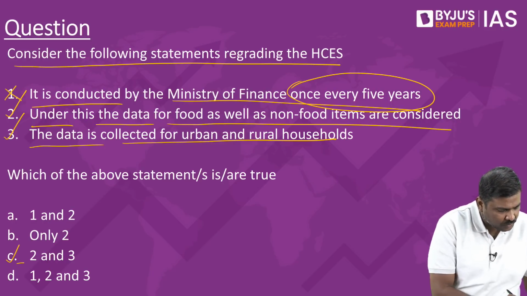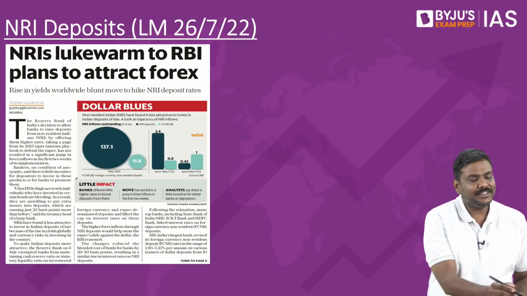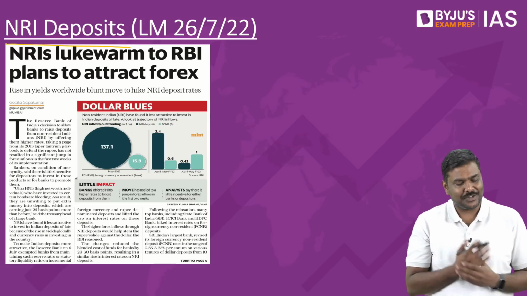Right option for this particular question is option C. The next article is regarding NRI deposits.